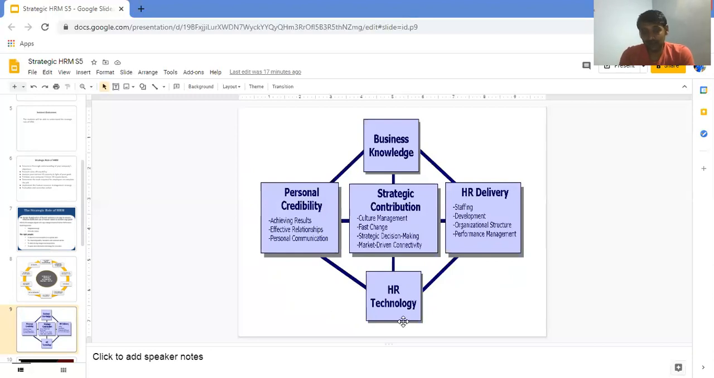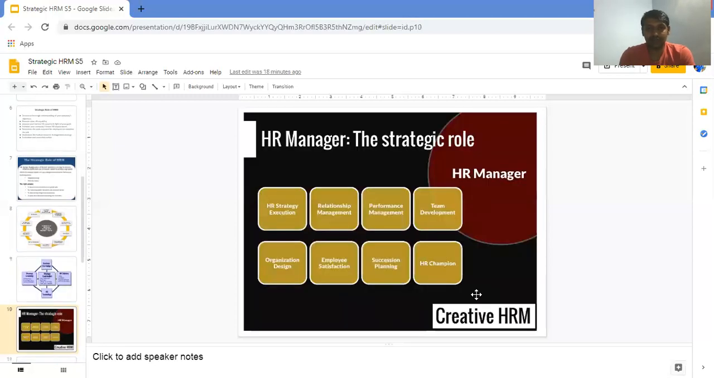Next, followed by, we have HR technology. Each and every tool adopted by HR people for an employee helps in rendering better results for an organization. Then HR delivery: how we have to accomplish all these factors with strategic contribution, the different ideas and strategies which will be followed in an organization. This is a broad category of HR duties, responsibilities, or roles in an organization.